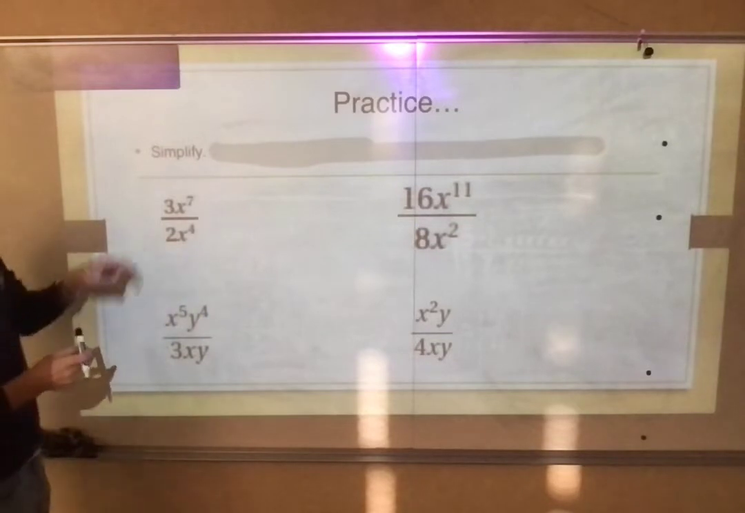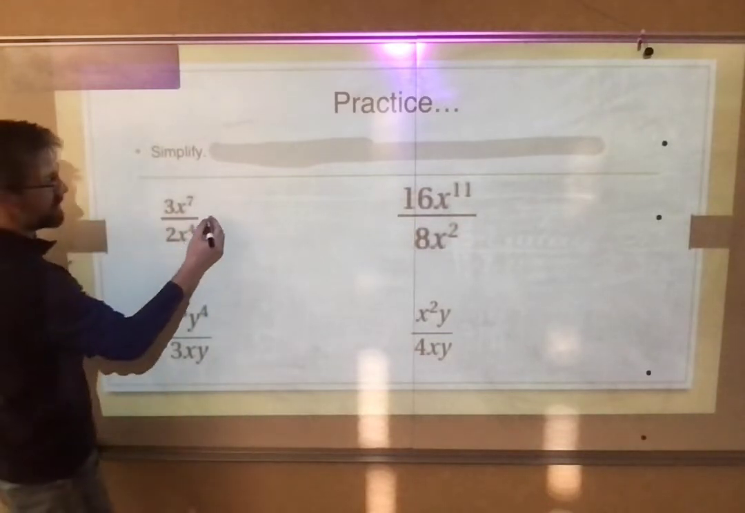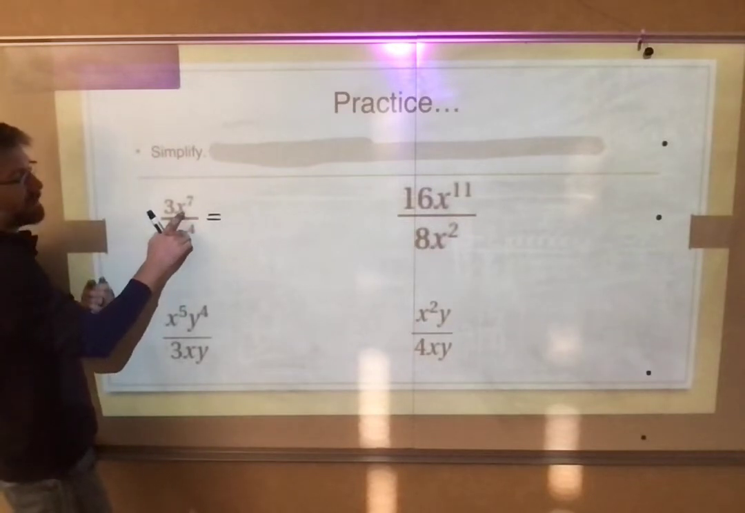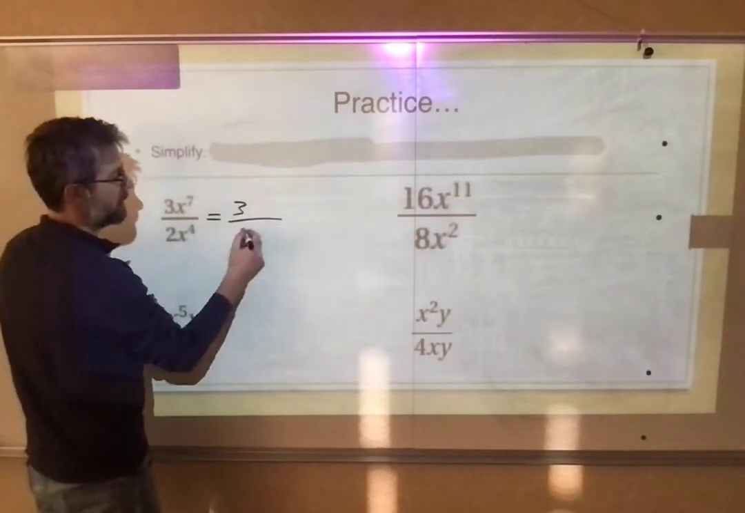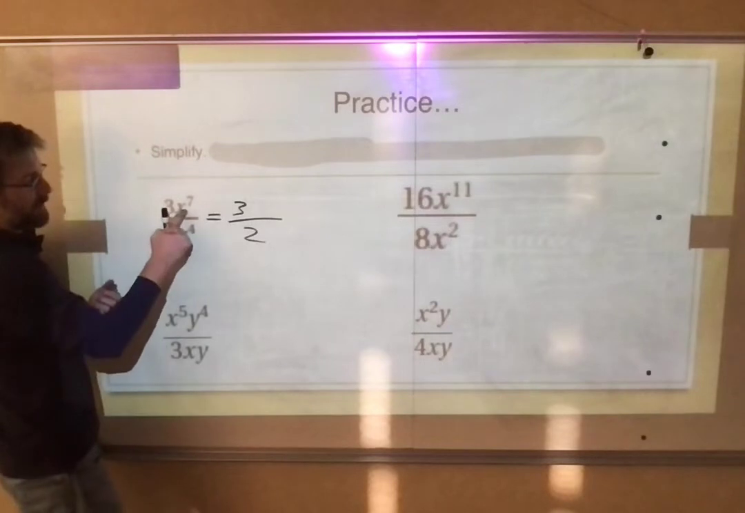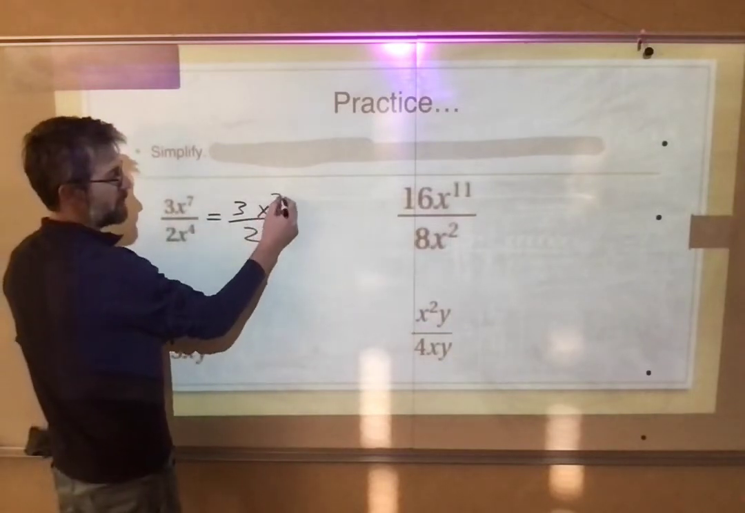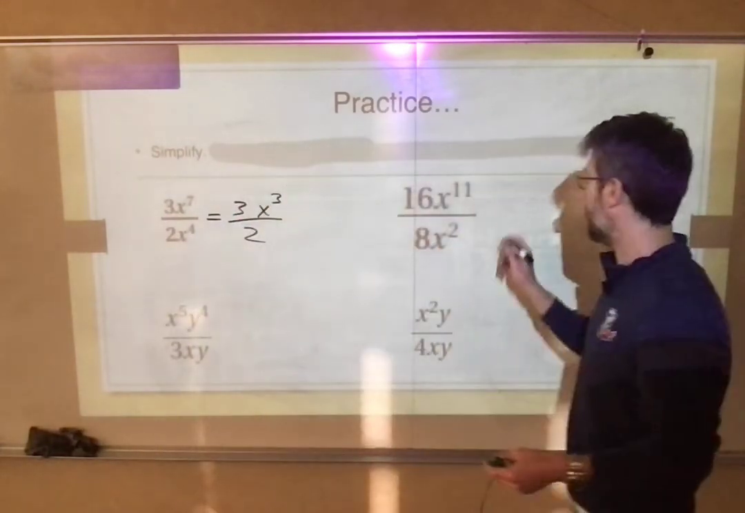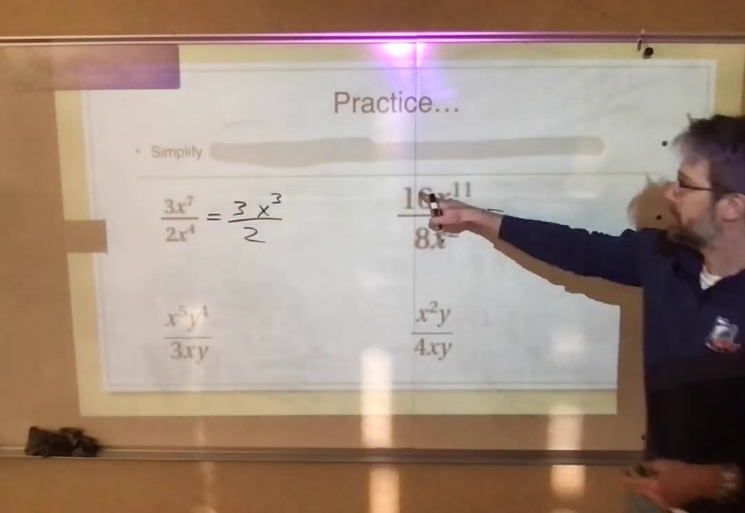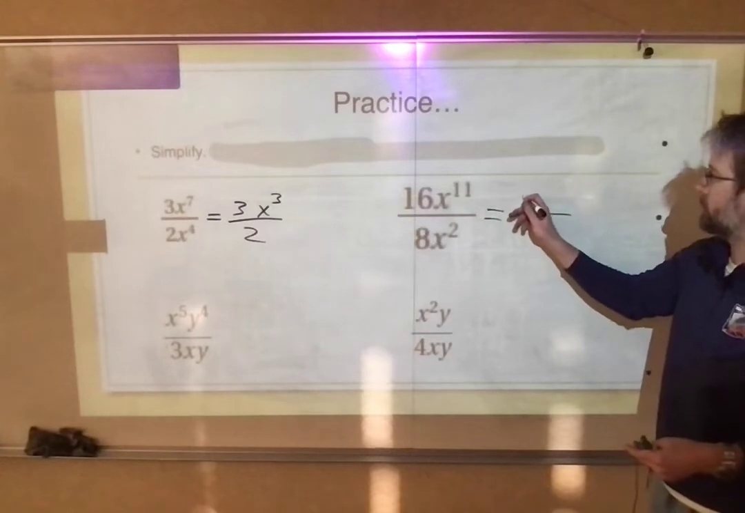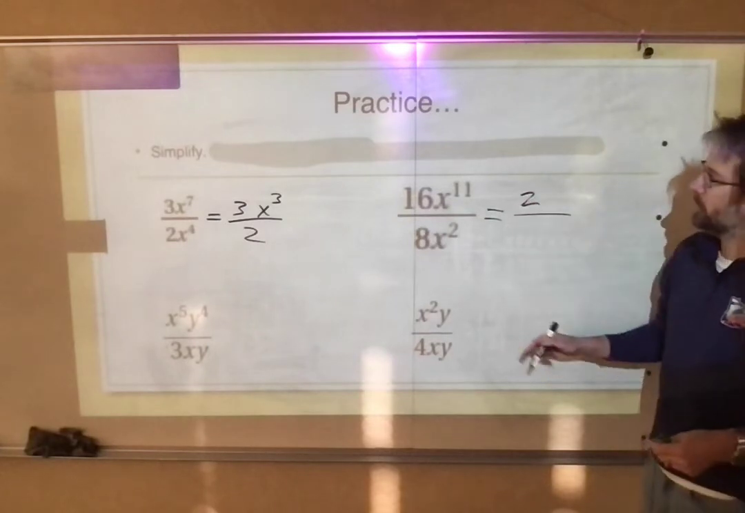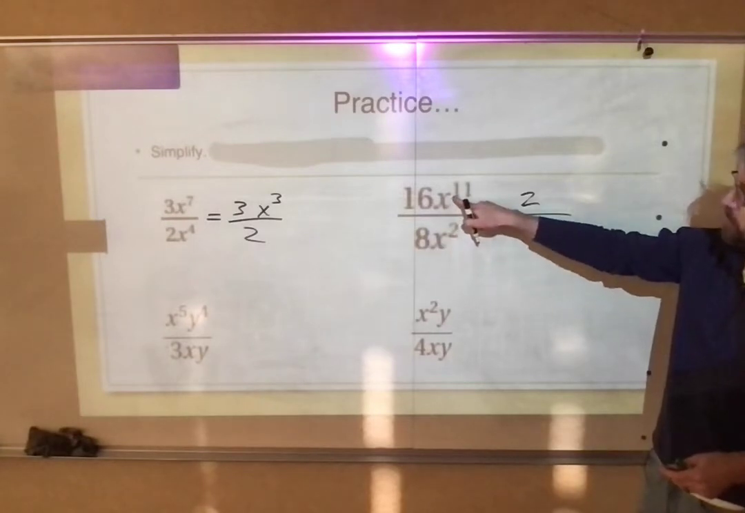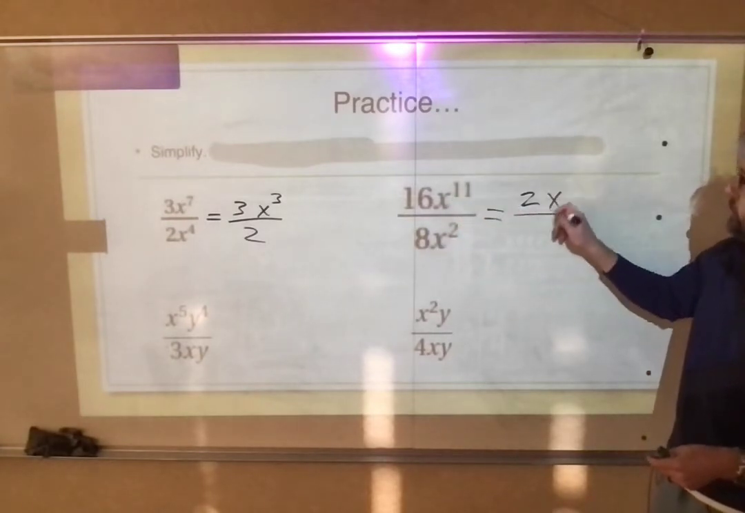All right, this one, the 3 over 2 doesn't reduce. The x to the 7th over the x to the 4th, 4 of these cancel 4 from the top. So if those 4 cancel 4 from the top, there's going to be x cubed, x to the 3rd left over. Our next one, 16 over 8, that reduces to 2 over 1. And then x to the 11th over x squared, 2 cancel 2, so there's going to be 9 left over.